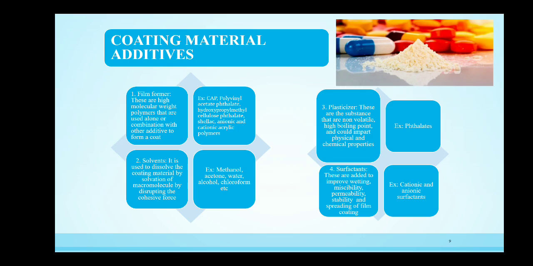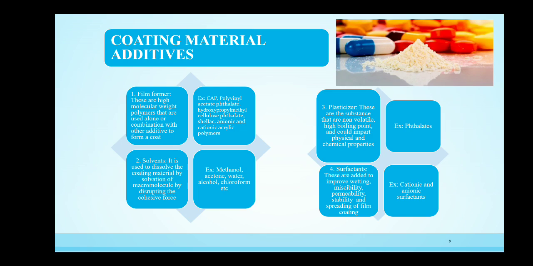Coming to the second additive, that is solvent. It is used to dissolve the coating material by solvation of the macromolecule by disrupting the cohesive force. There are some factors like crystallinity, steric hindrance, polarity, hydrophilicity, and hydrophobicity of the polymer which play a decisive role in solvent selection. There are various polar or non-polar solvents which are used for such processes, like methanol, acetone, water, alcohol, chloroform, etc., which is mainly based on the film former properties.